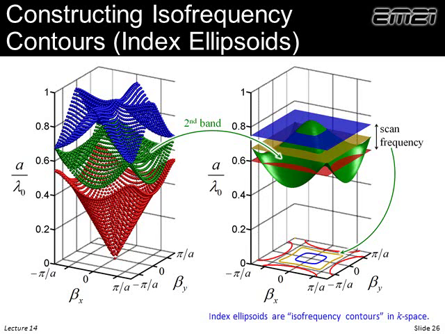And the other connection we need to make is that these isofrequency contours are the same thing as index ellipsoids. And it's really telling us what is the magnitude of the K vector as a function of direction through the lattice. And that's exactly what the index ellipsoid does as well.